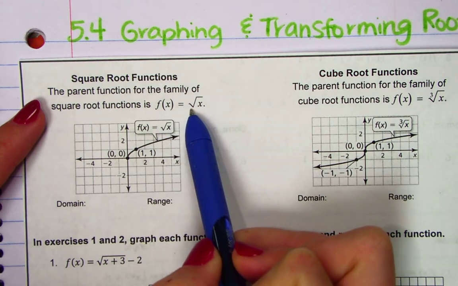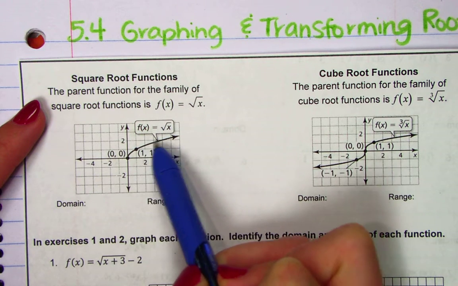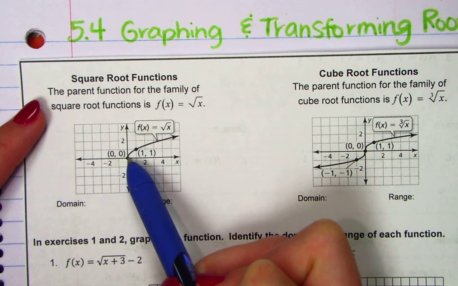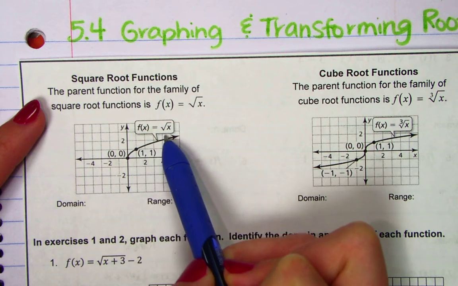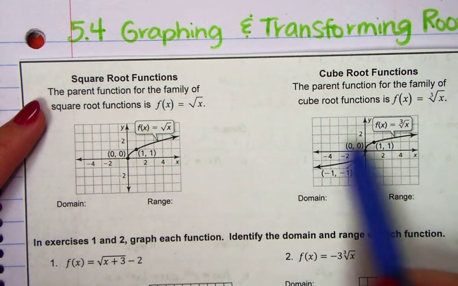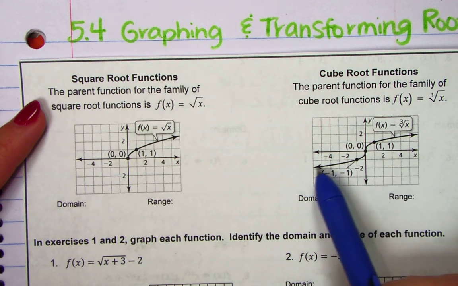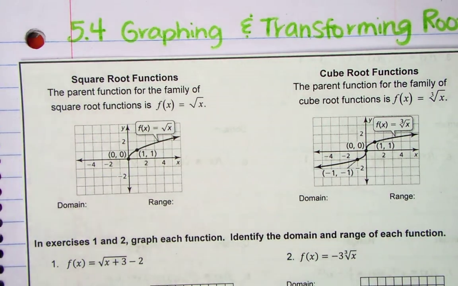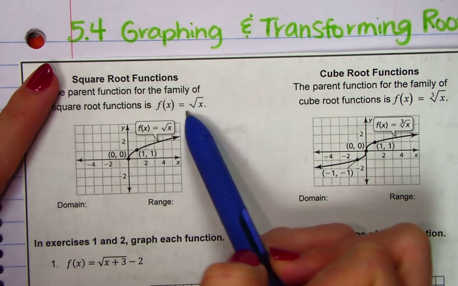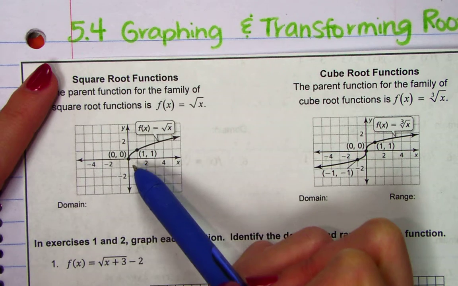Square root functions, okay, r will be the square root of x. Okay, that would be the parent function for this one. And notice it starts at 0 and goes up and to the right, okay? While cube root starts at 0, goes up and to the right, and it goes down and to the left, okay? And if you put this in y equals, you'll see it gives you error for all the ones below 0, all the x's that are below 0.